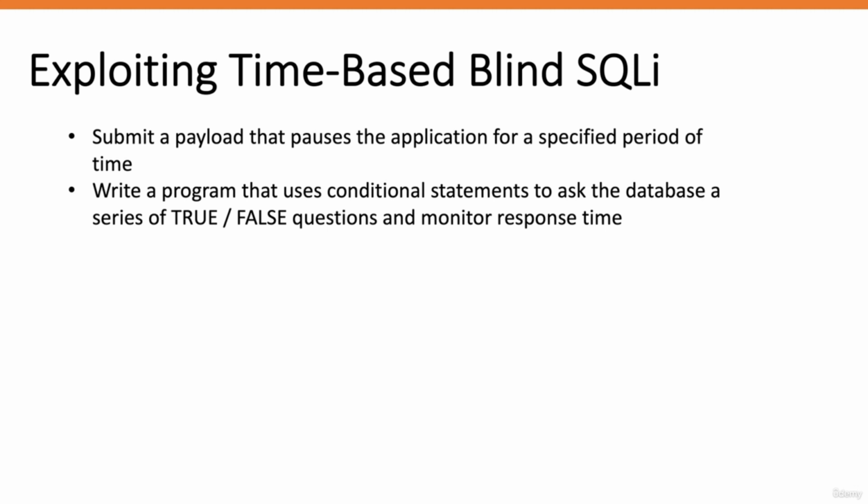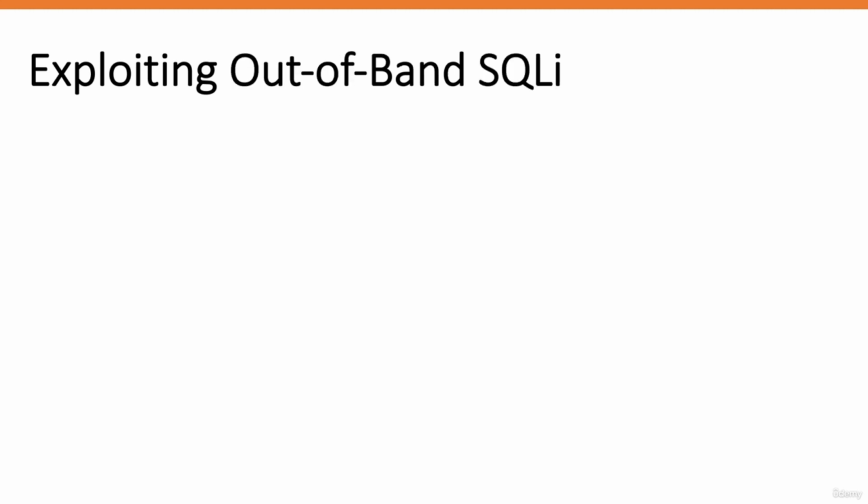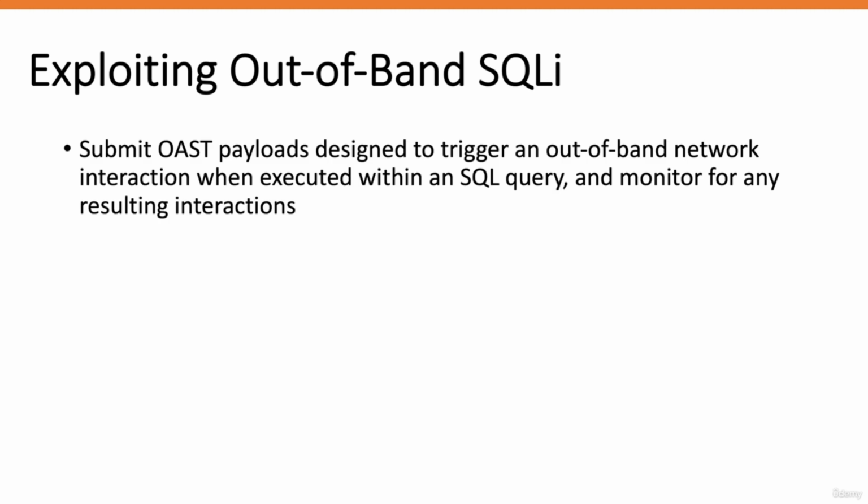And we'll gain experience in all of these different types of SQL injection vulnerabilities, like hands-on experience, in the upcoming videos. Okay, so exploiting out-of-band SQL injection. Again, a reminder, this is a vulnerability that consists of triggering an out-of-band network connection to a system that you control. And the way to exploit it is to submit out-of-band payloads designed to trigger an out-of-band network interaction when executed within a SQL query, and monitor for any resulting interactions.